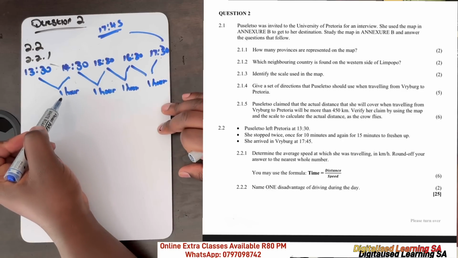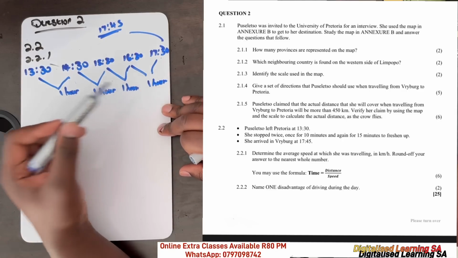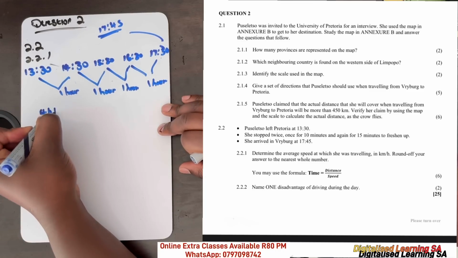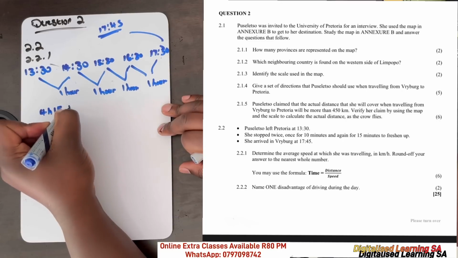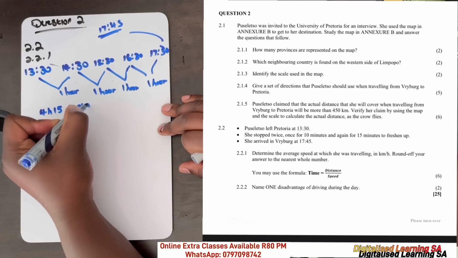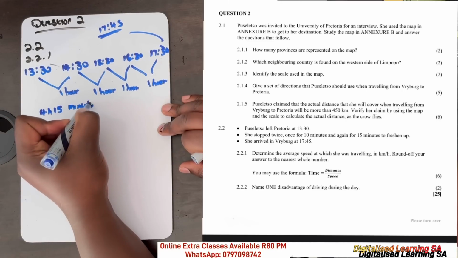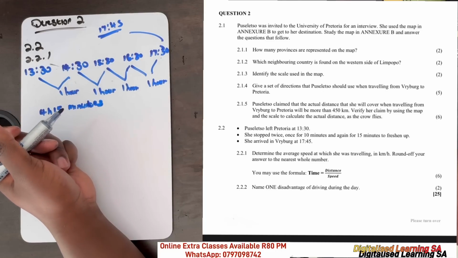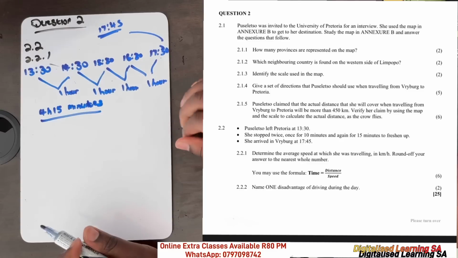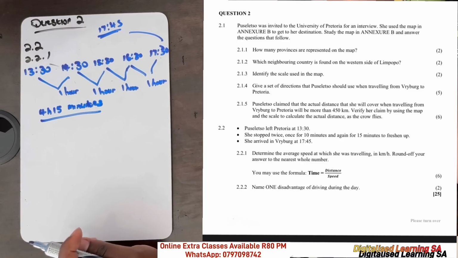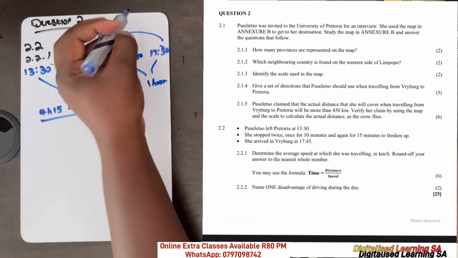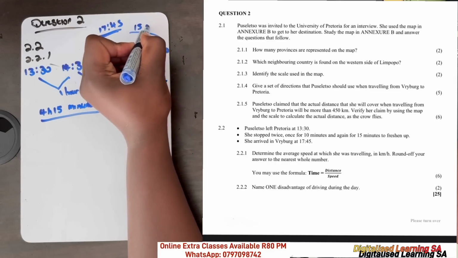So we can see that it will be 1, 2, 3, 4 hours and 15 minutes. She traveled for 4 hours and 15 minutes. The 15 minutes is coming from 5:30 to 5:45.